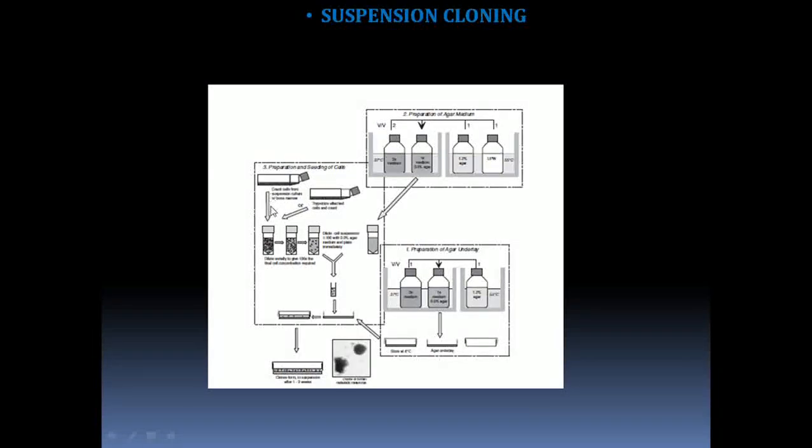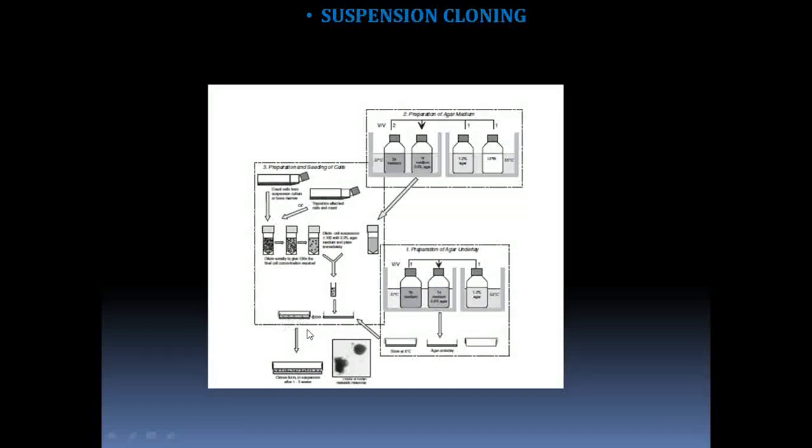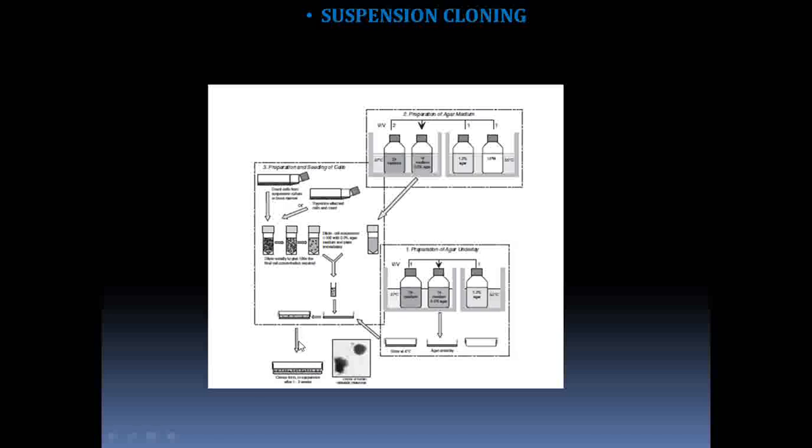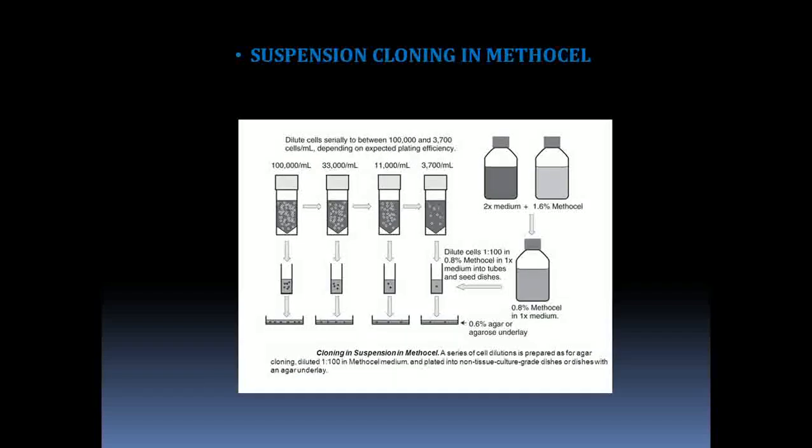When the cells have grown up, they will be added serially. Dilution is performed in such a way that a smaller population of cells will be in hand, and that will be mixed with the overlay agar and allowed to grow. So likewise, your cells will grow in suspension. Fine. So lastly, I'll let you know about suspension cloning that is carried out with methocell.